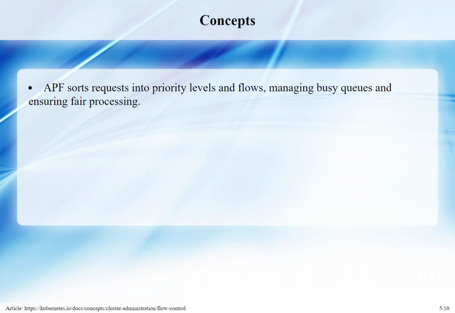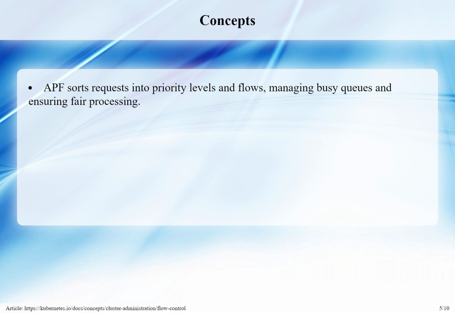Concepts. API Priority and Fairness Overview. API Priority and Fairness, APF, helps manage incoming requests to an API server by sorting them into priority levels and assigning requests to flows.